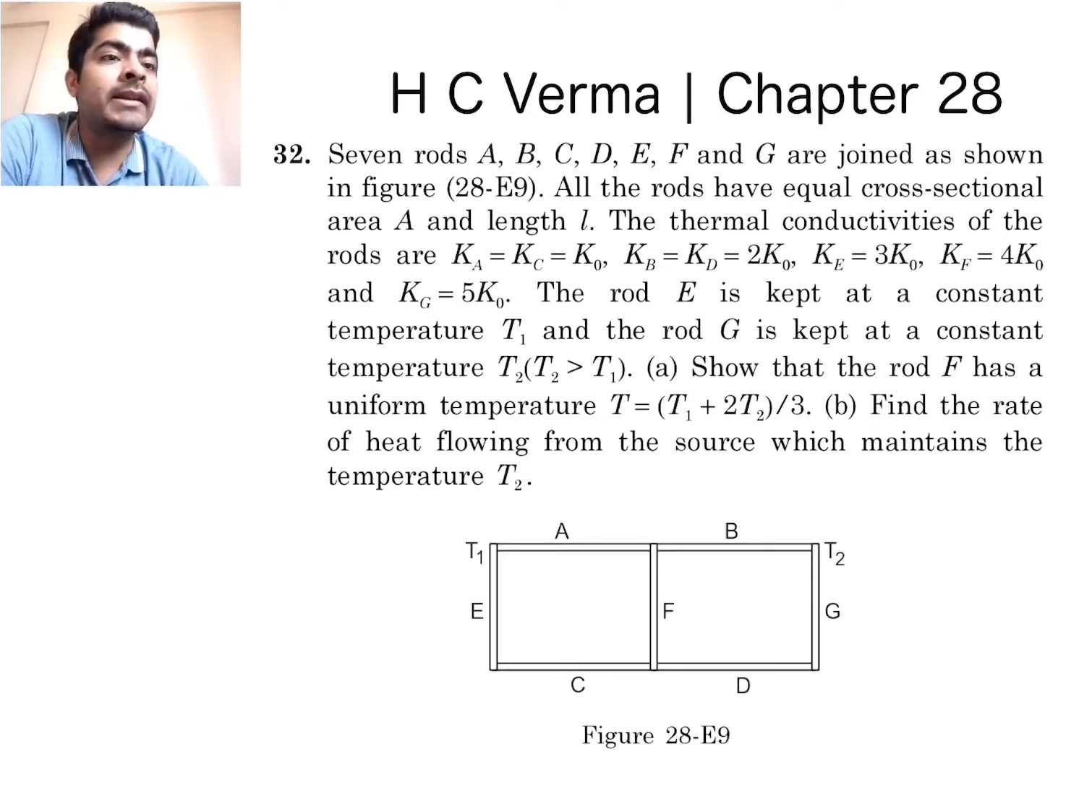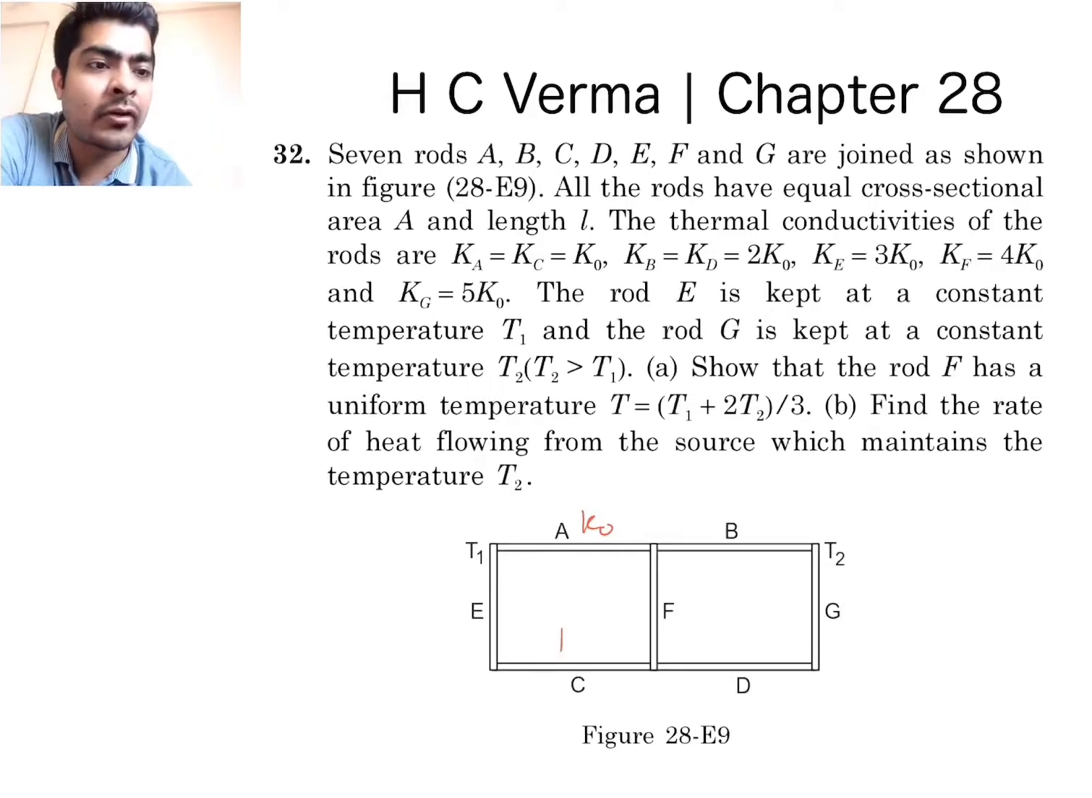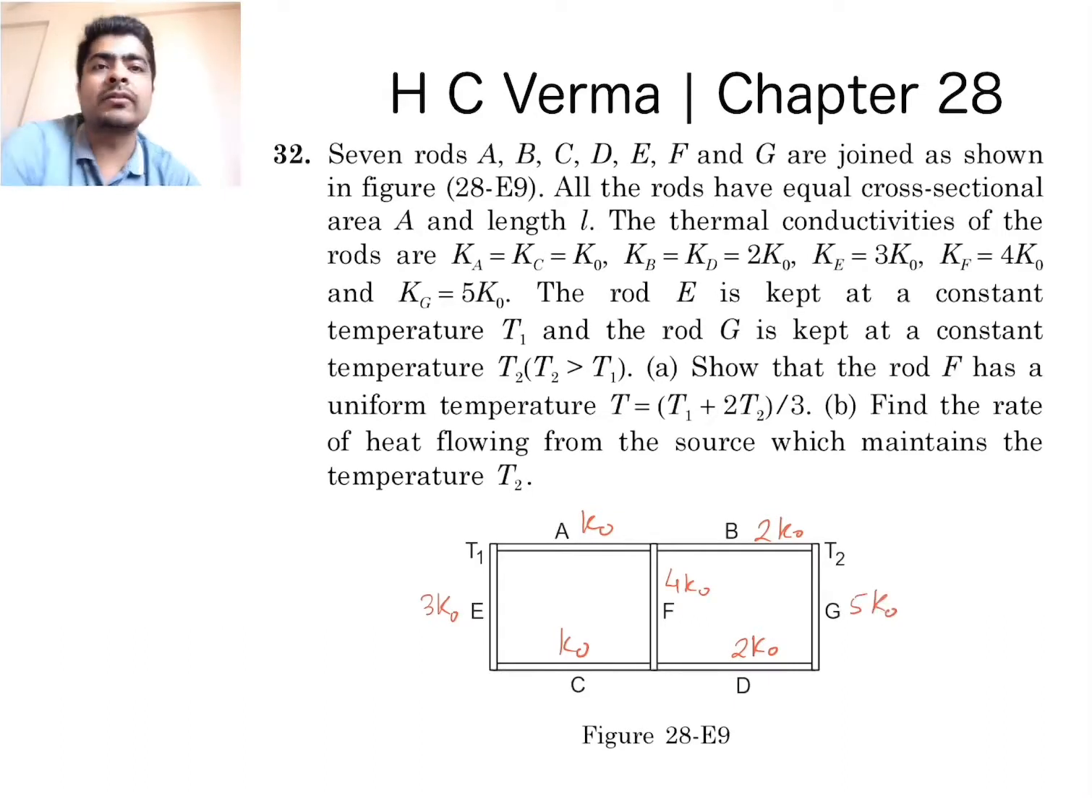The thermal conductivities of the rods are given. So Ka equal to Kc equal to K naught. Let's just write down. So here we have K naught, here we have K naught. Kb equal to Kd equal to 2K naught. So 2K naught, 2K naught. Then Ke is 3K naught. Here we have 3K naught. Kf is 4K naught. And Kg is 5K naught. So these are the values given.